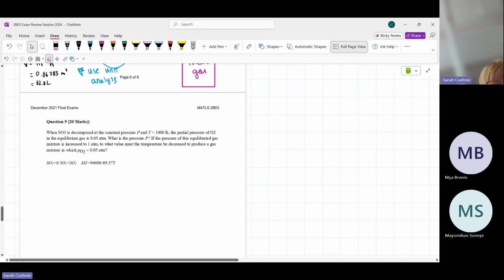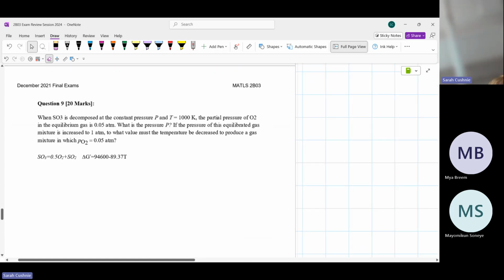Beautiful. Now on to question 9. When SO3 is decomposed at a constant pressure and some temperature, the partial pressure of O2 at equilibrium is 0.05 atmospheres. What is this pressure? And then if it's increased to 1 atmosphere, how does the gas pressure change?